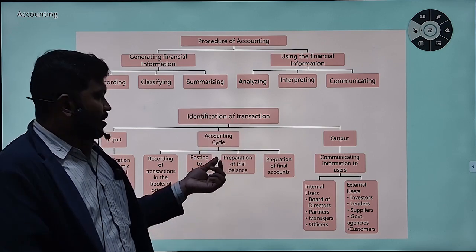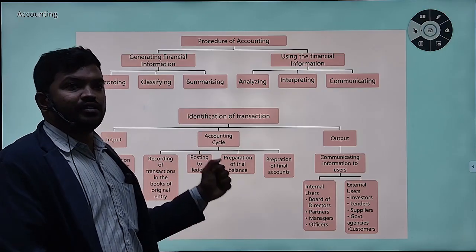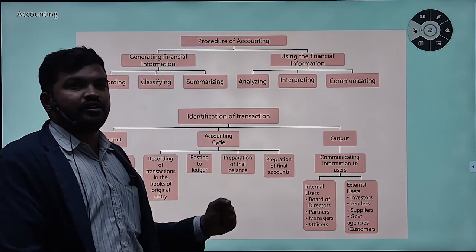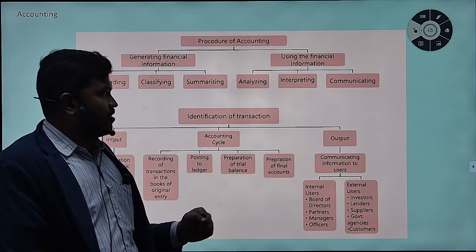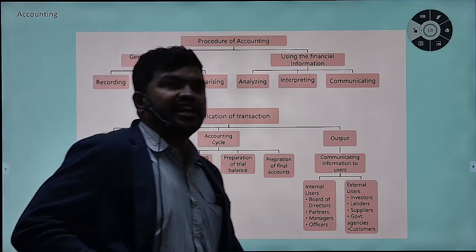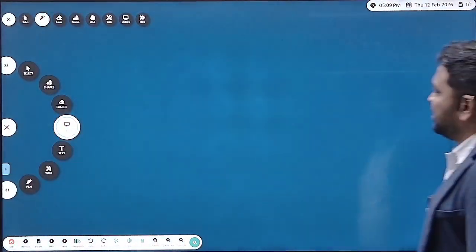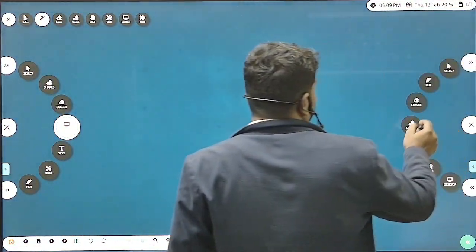Vital, a very vital and important role does accounting play. Okay? Clear till now? Any doubts? This is just an overview. Any doubts?